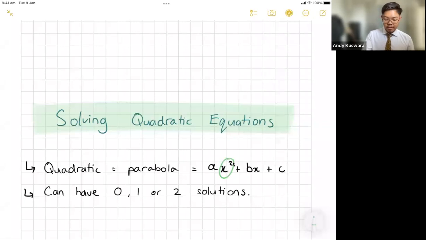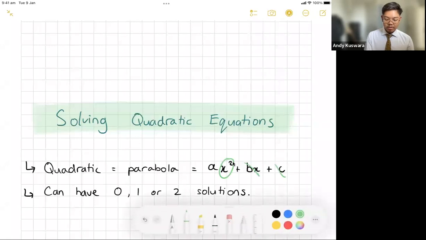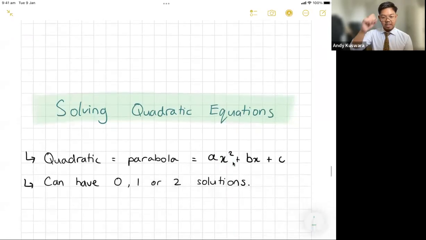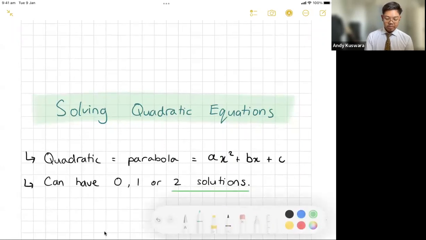There doesn't need to be this term or that term. It could technically be non-existent and it'll still be a quadratic. The important thing is that there is an x squared, and that's the highest. Now with a quadratic, because it is like a parabola, you can have either 0, 1, or 2 solutions. Most of the ones that we'll be dealing with today will have 2 solutions, but they can also have 0 or 1 solutions.